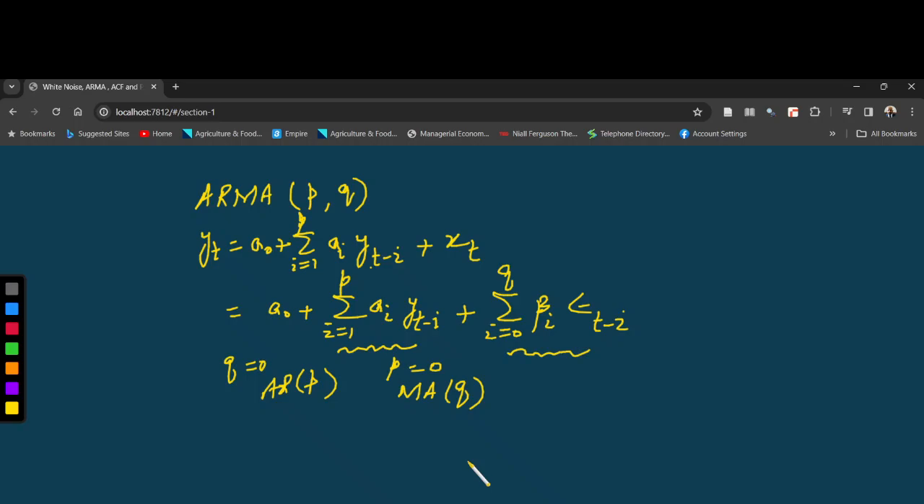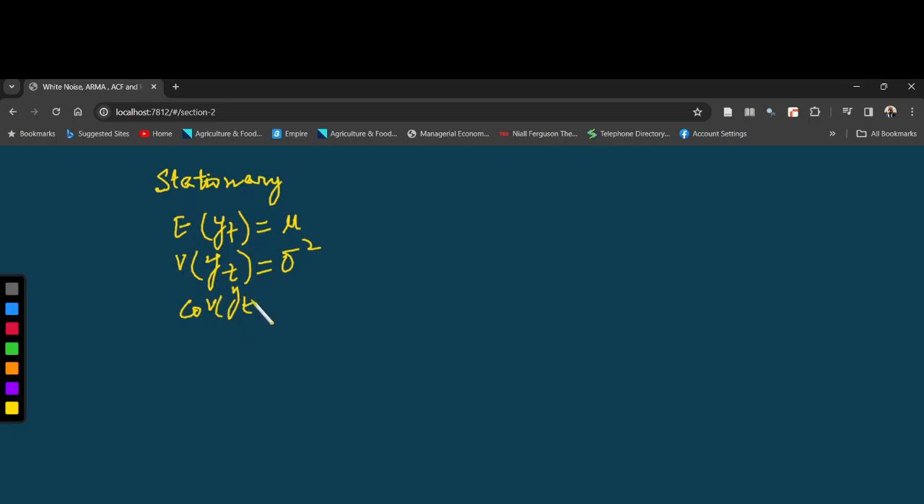So let's now define what a stationary process is, before we go on to imposing restrictions for a process to be stationary. Okay, let's move to the next slide. Stationary process. We have defined epsilon t as white noise. So what is a stationary process? In a stationary process, we say that the series has constant mean, the variance of y t is also constant, and the covariance between y t and y t minus s equals the expected value of y t minus mu times y t minus s minus mu.